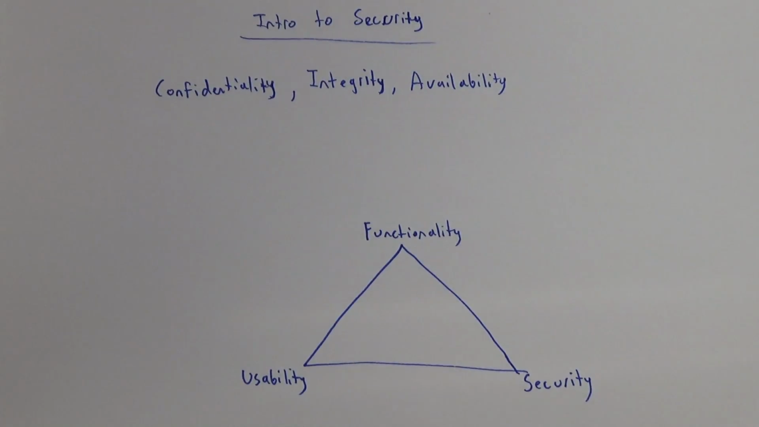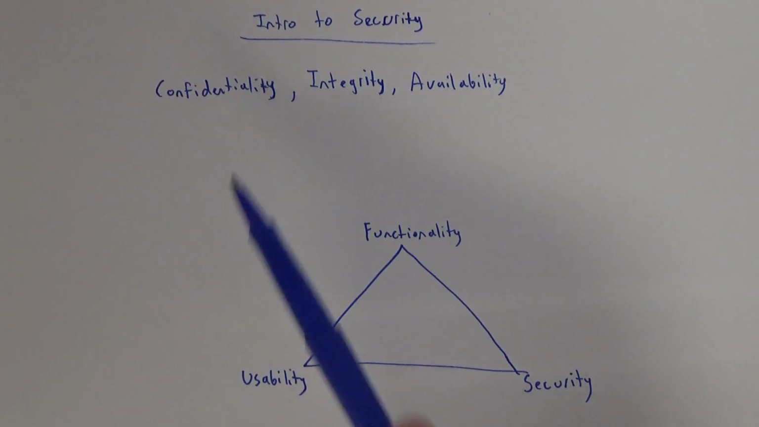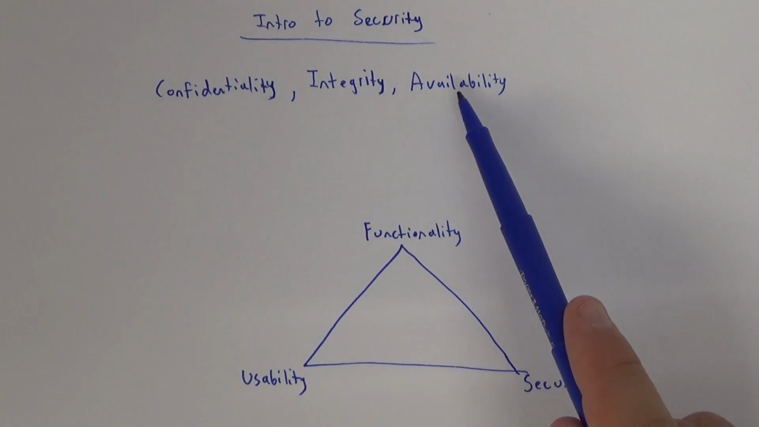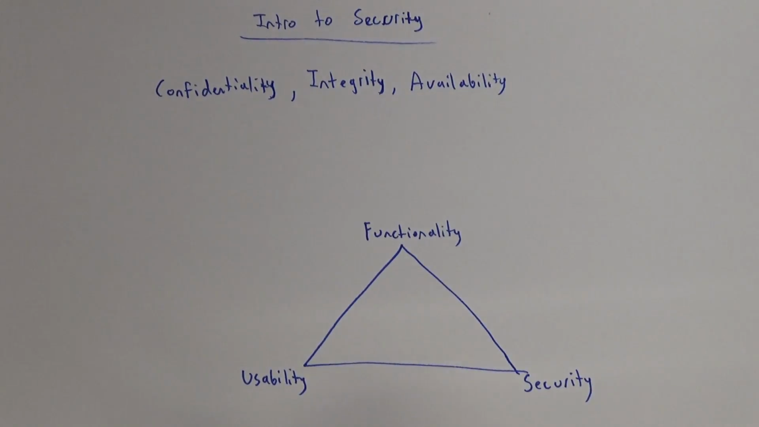Let's talk about computer security for just a moment. When we're talking about computer security, there's three things that we are concerned with ensuring in our computer system: confidentiality, integrity, and availability. Let's define each of these terms real quick.